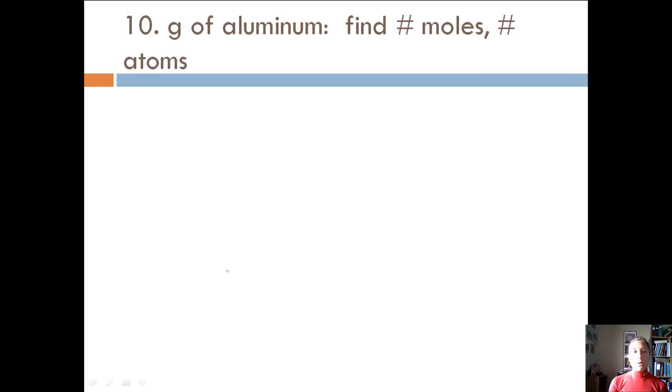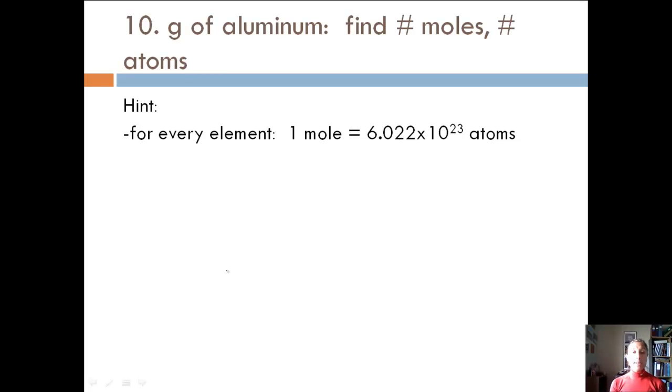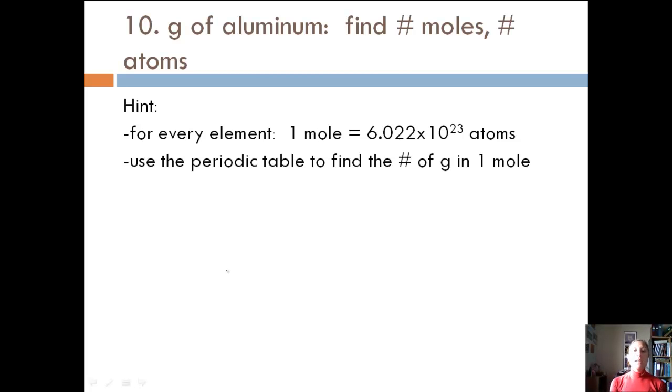Try a couple of these on your own. Take 10 grams of aluminum, find the number of moles, and find the number of atoms. Remember, for every element, 1 mole is equal to Avogadro's number, which is 6.022 times 10 to the 23rd atoms. And then make sure you use the periodic table to find the average atomic mass, which is the number of grams in 1 mole. Okay, so try this example on your own, and here's the answer so you can check your work, and we'll go over it in class.